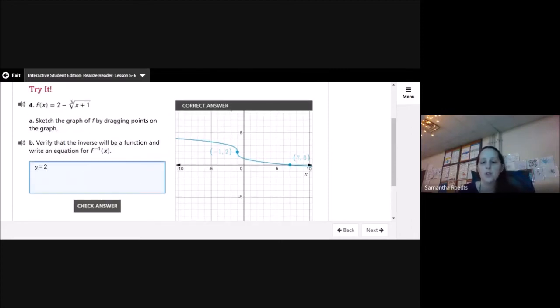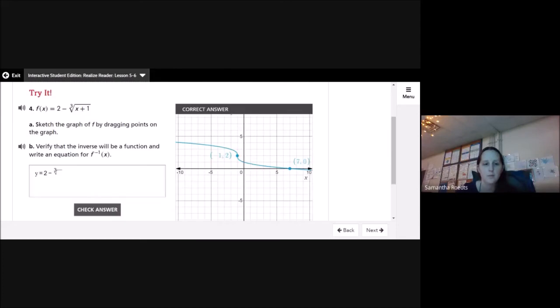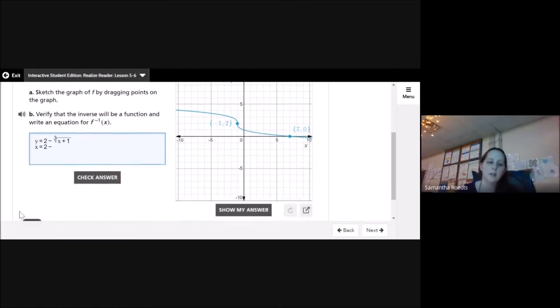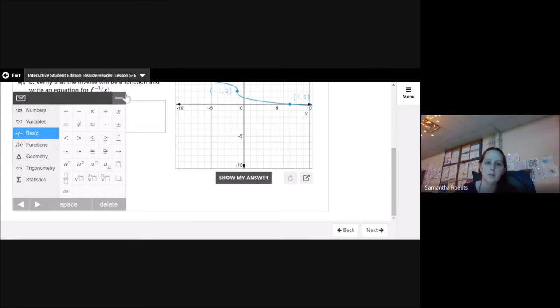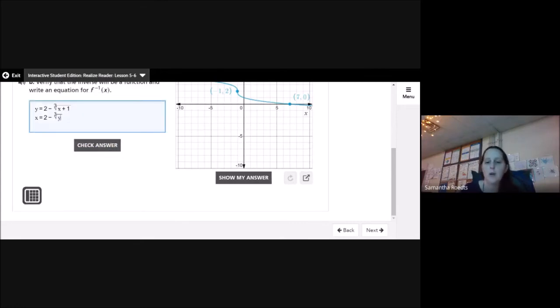I have y equals 2 minus the cube root of x plus 1. So this becomes x equals 2 minus the cube root of y plus 1. So I need to cube both sides. So x cubed equals, actually I want to do x minus 2. Let's see. So I'm going to do the cube root.